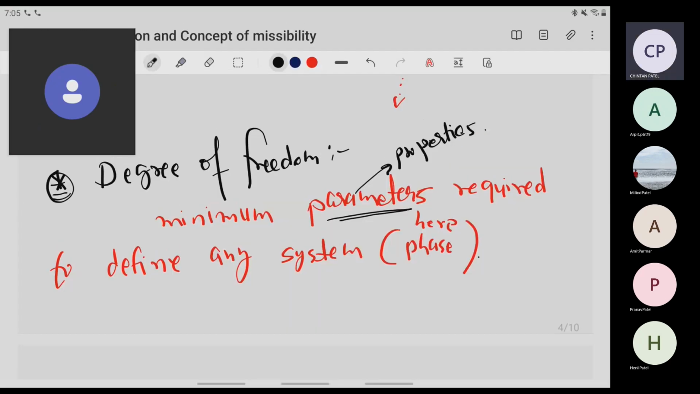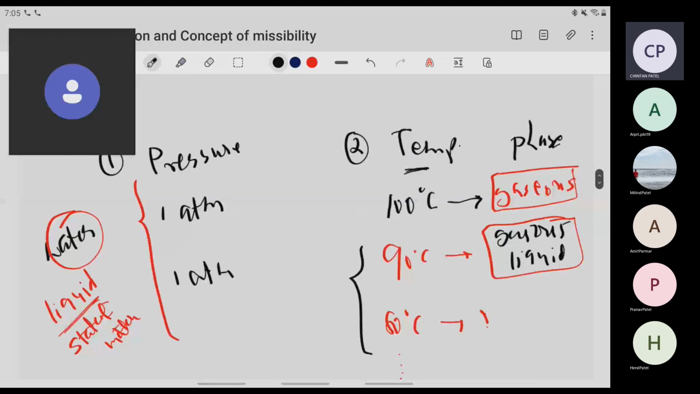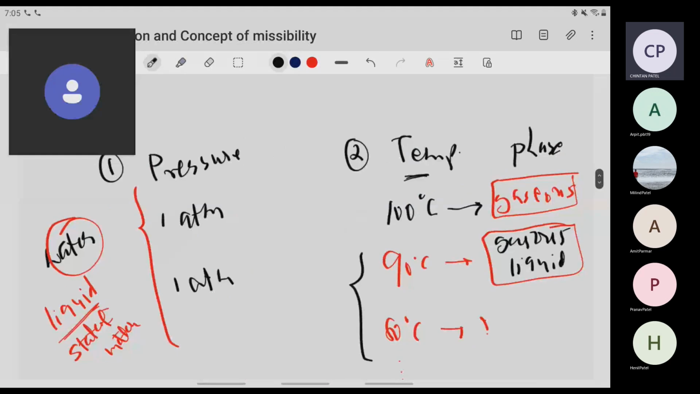So what we are discussing here is the minimum parameters required to define any system at a given situation. Let's suppose I want to define this phase, whether my water is gas or liquid. How many parameters do I require? One and two, correct? Is it correct? Yes, sir. If I know temperature and if I know pressure, I can define this.